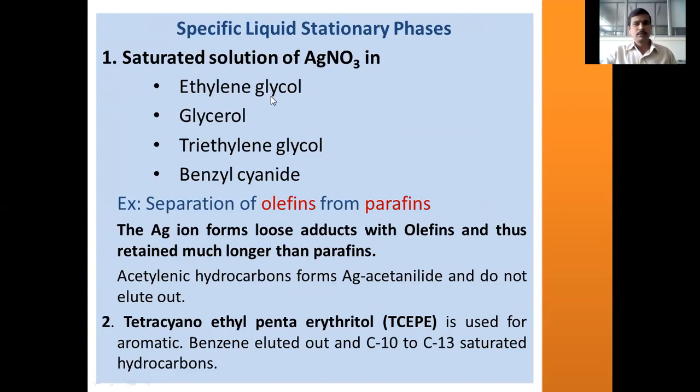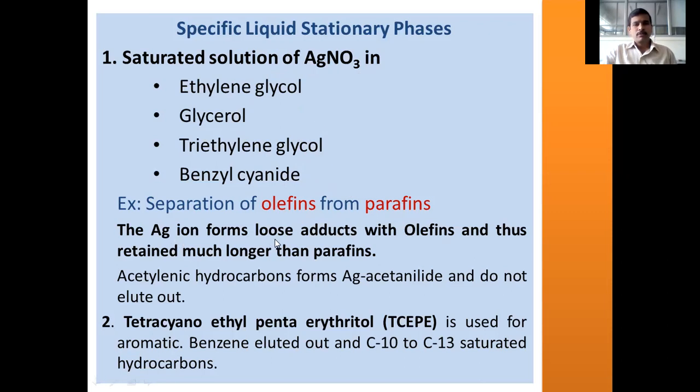Say, for example, if you take a saturated solution of AgNO3 in ethylene glycol, glycerol, triethylene glycol, or benzyl cyanide, any one saturated solution of silver nitrate in these, and if you use this stationary phase for the separation of olefins from paraffins, the silver ion will come into the picture here. The silver ion will play a very essential role during the separation of olefins from paraffins. How is it going to play its role?